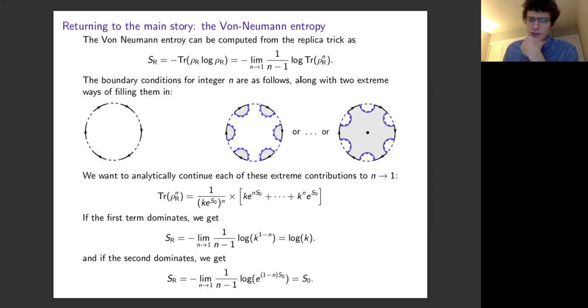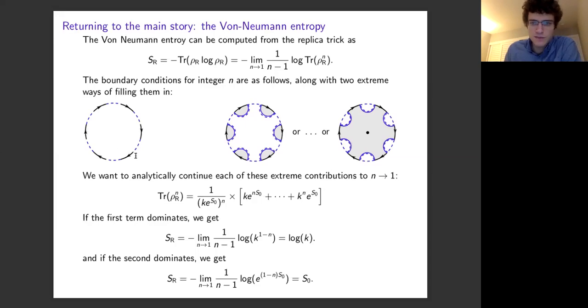So let's now ask gravity what it thinks of this expression on the right, trace of rho to the n. The boundary conditions for trace of rho to the n are the following. We have n of these boundaries, and they're connected. The index contractions of the end of the world branes are connected in this cyclic fashion. It's these boundary conditions here.